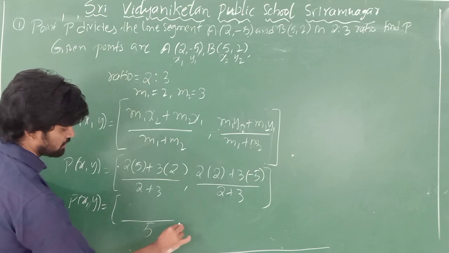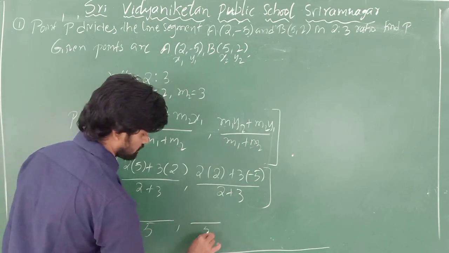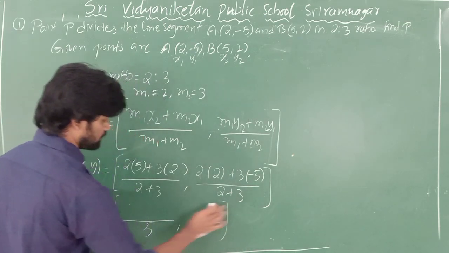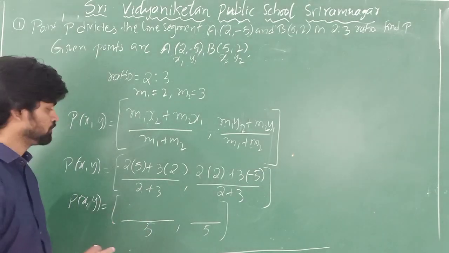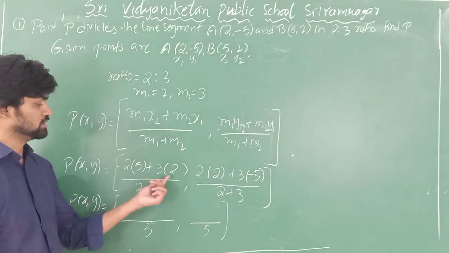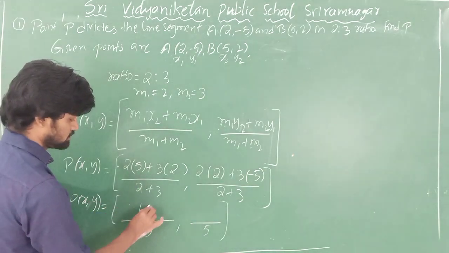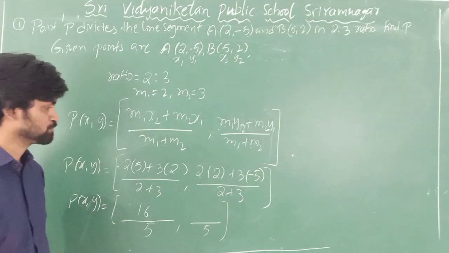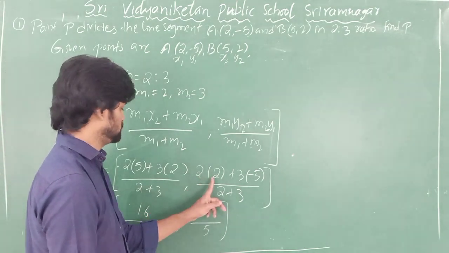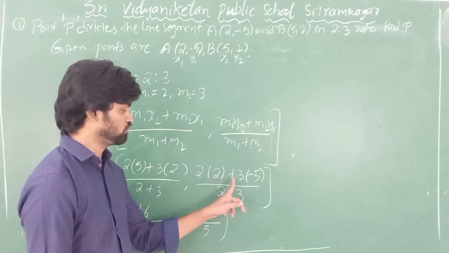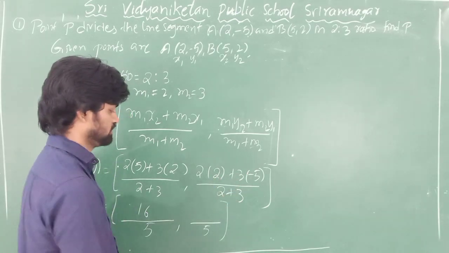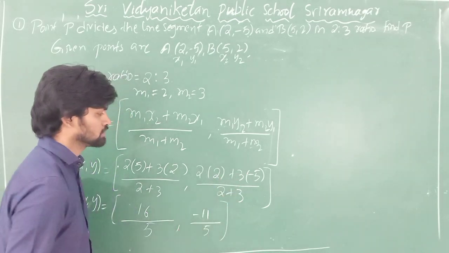Remember children, the denominator we should get the same. 2 plus 3, 5, 2 plus 3, 5. 2 5s are 10, 10 plus 6 is 16. Here 2 2s are 4, 4 minus 15 is minus 11.